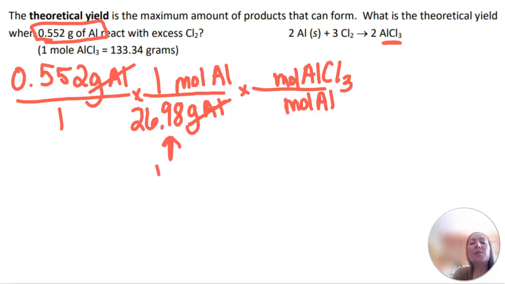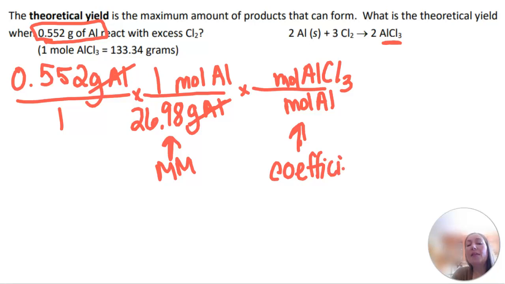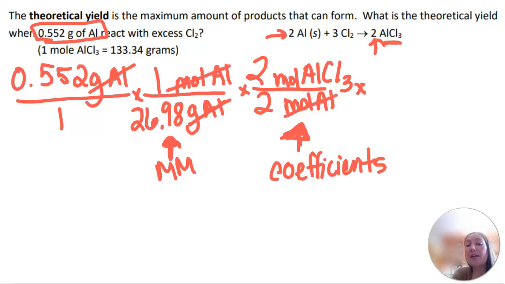So the steps are molar mass, coefficients, and then molar mass again. Molar mass, coefficients, molar mass. That's the overall big picture of what we're doing in terms of steps here. So we already did a molar mass. Now we're at coefficients. 2 moles of aluminum chloride are produced for every 2 moles of aluminum that react. And then we'll cancel out our moles on the numerator and denominator. And we'll bring down our moles of aluminum chloride because we don't want to be in moles.